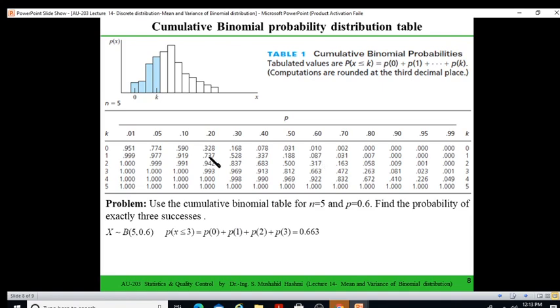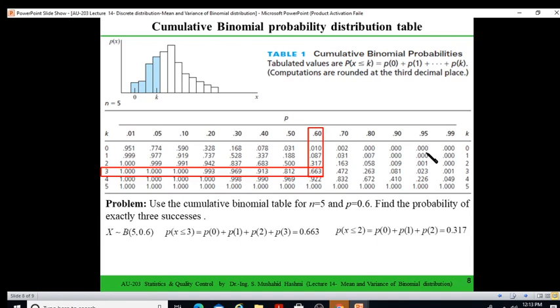For example, in this case this number comes from k being 3, and the formula for this is when x is less than or equal to 3, it means probability of 0, 1, 2 and 3, and here the probability is 0.6. So with 0.6 and k equal to 3, you read the cumulative probability as 0.663. So it is not calculating the individual probability, it is calculating the cumulative sum of the probabilities up to the threshold number 3. If I have to calculate up to 2, x less than or equal to 2 means 0, 1 and 2. So this is the number 0.317.